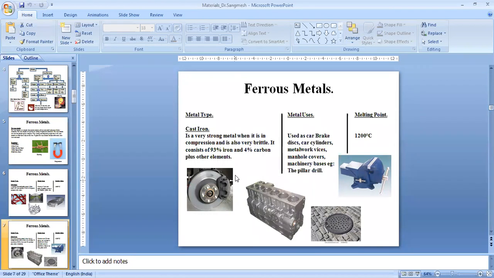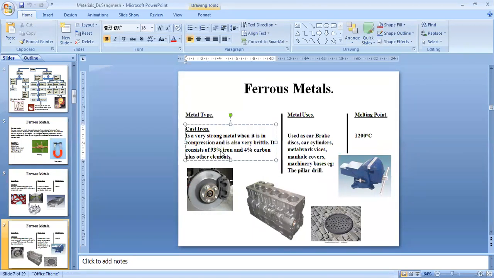We'll look into the others also. Cast iron is a very strong material. It is very hard in nature because the carbon content is more, and it is very brittle. Brittle in the sense that it is very hard; any material with hardness is simple to understand as very brittle. The moment you throw it, it will break. It consists of 93% iron, very interesting to note, and 4% carbon plus other elements in very small portions.